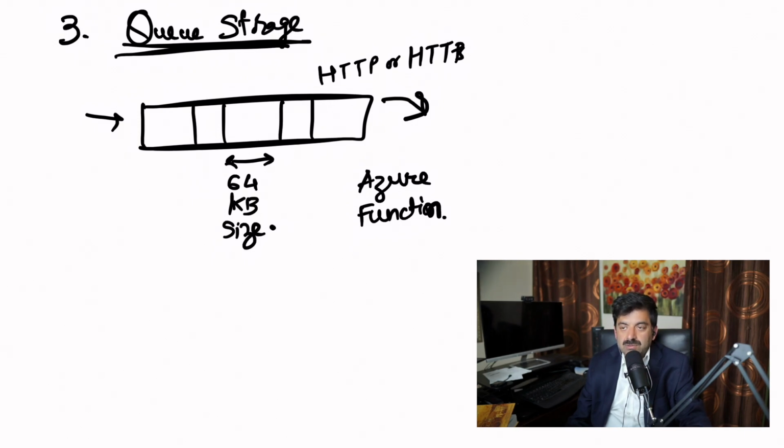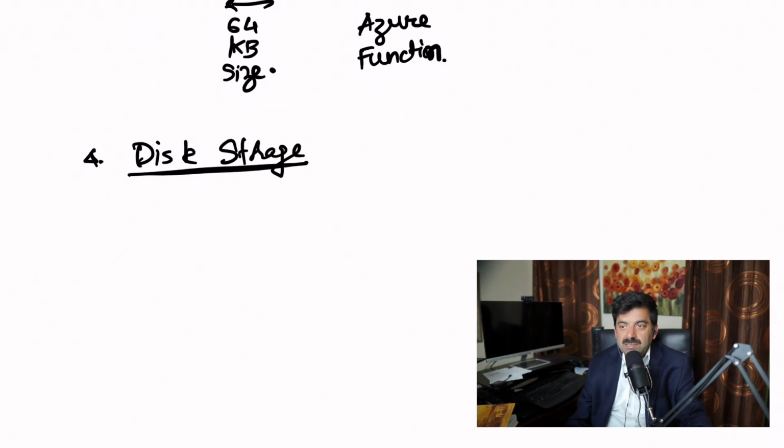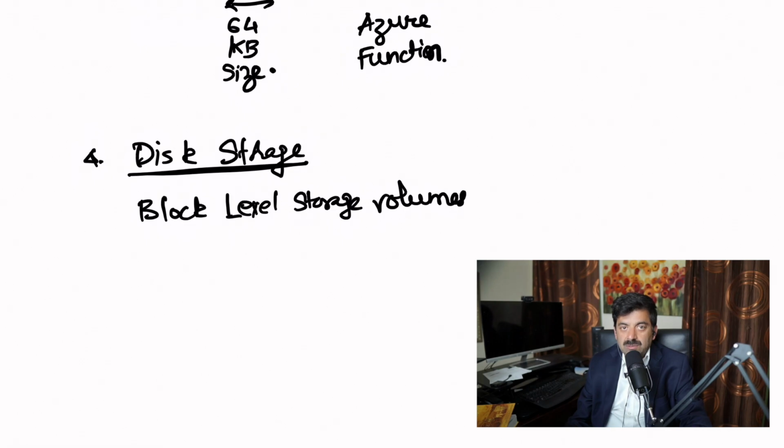So final is disk storage. This is block level storage volumes for virtual machines. Again, the benefit is once you create it, you don't worry about the operating system. They represent real hard disks, but they are actually virtual hard disks, and they can be scaled more. You can add more space to the disks.